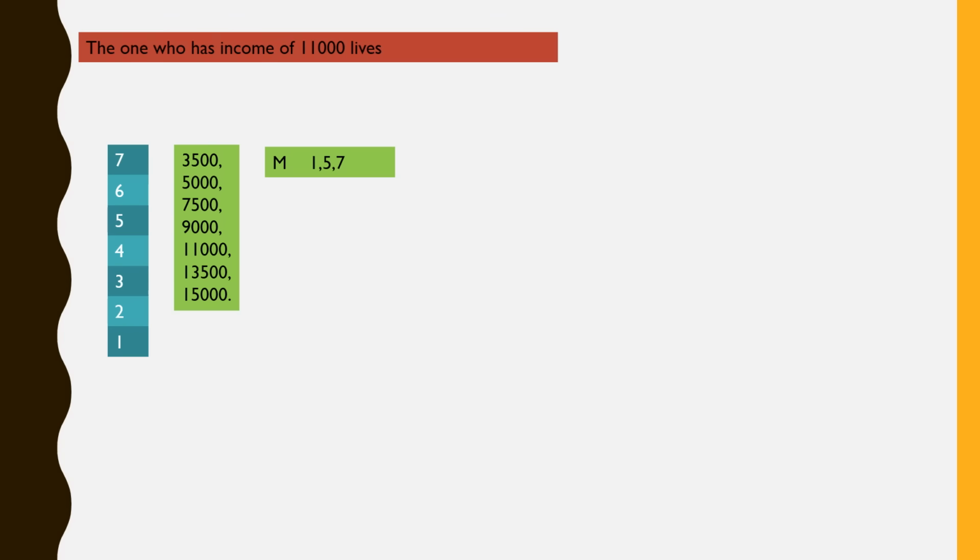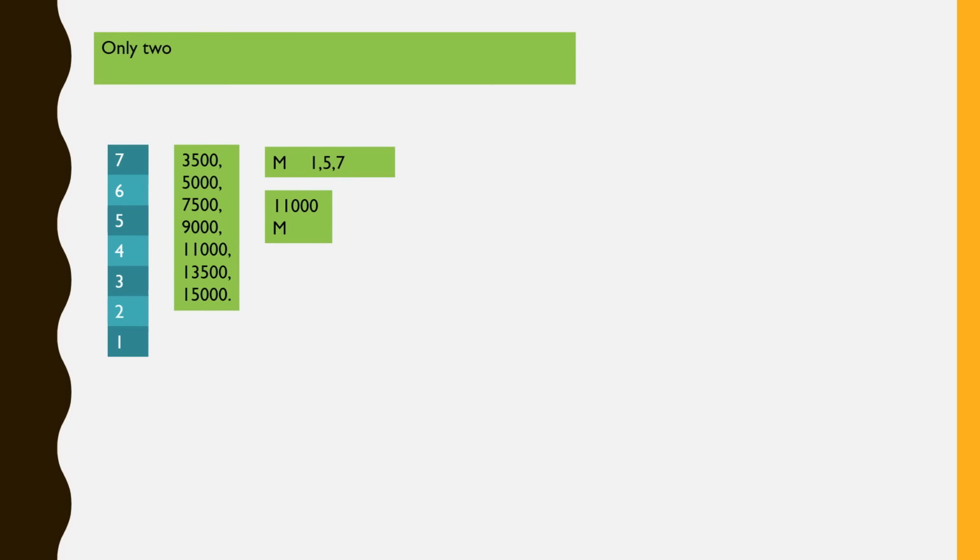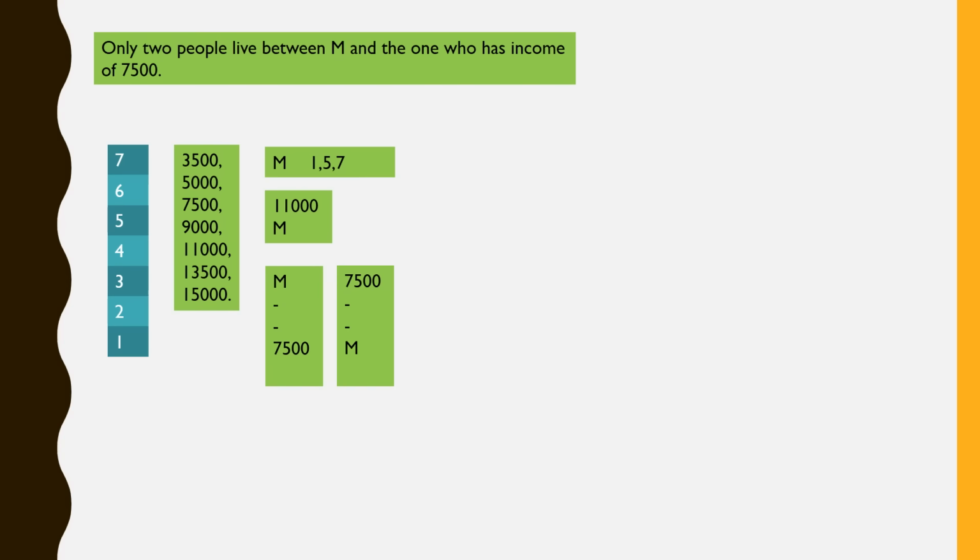Next statement: the one who has an income of 11,000 lives immediately above M, which means 11,000 and then below it will be M. Only 2 people live between M and the one who has an income of 7,500. It is not given who is above, the person with the income of 7,500 or M. So there are 2 possibilities: either M dash dash 7,500 or 7,500 dash dash M.